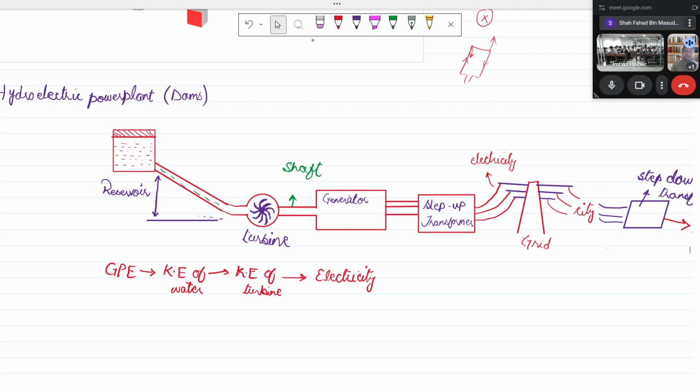So just for that, you have to get this in mind: first we have a reservoir, then we have the turbine. After the turbine, we have the generator. After the generator, we are going to have a transformer. Then from the transformer, the electricity enters into the grid, and from the grid it moves to the cities. Okay, is that clear?